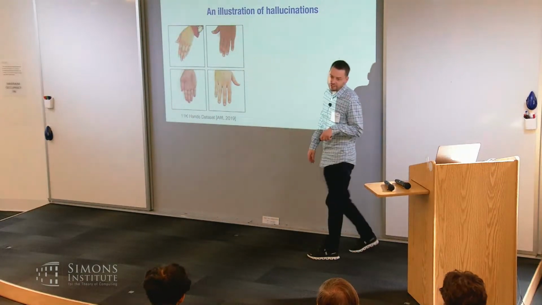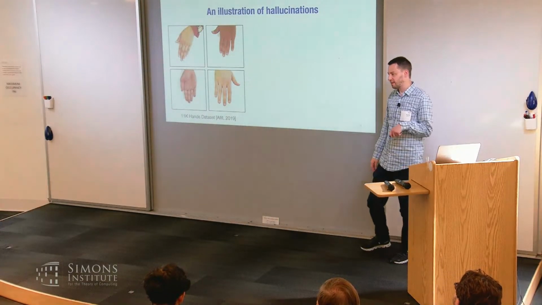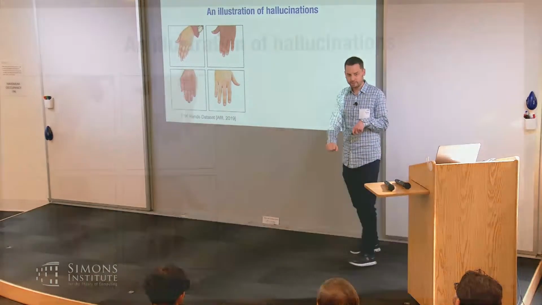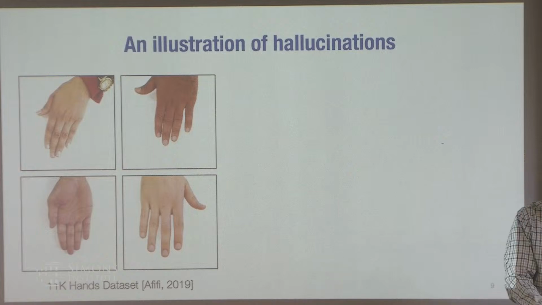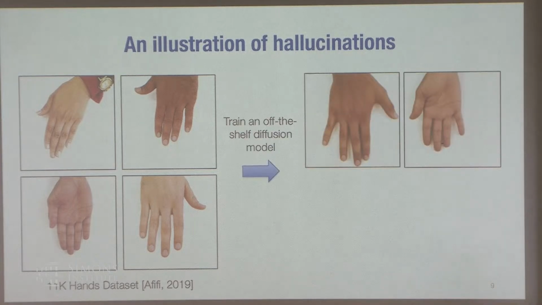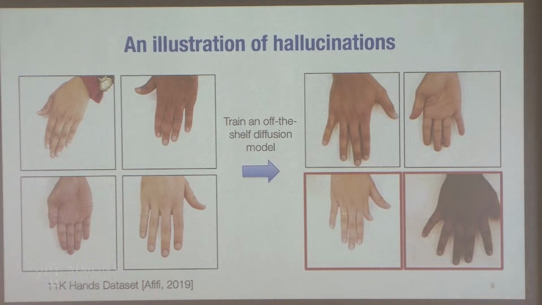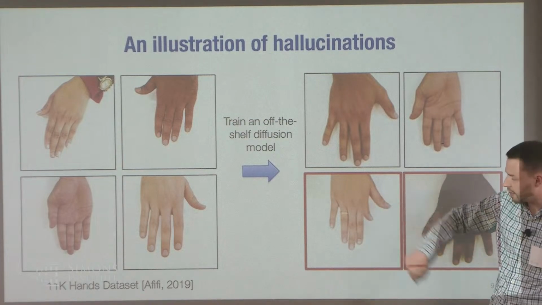Let's take the famous example of hands too. If you take a data set of just human hands, there are hands that don't have 5 fingers, of course, but in this particular data set of 11K hands, every hand has 5 fingers. And what you get if you train a diffusion model on this data set is mostly hands with 5 fingers, and occasionally hands with more than 5 fingers or less than 5 fingers. So thumbs coming out of the side of the hands and things like this.